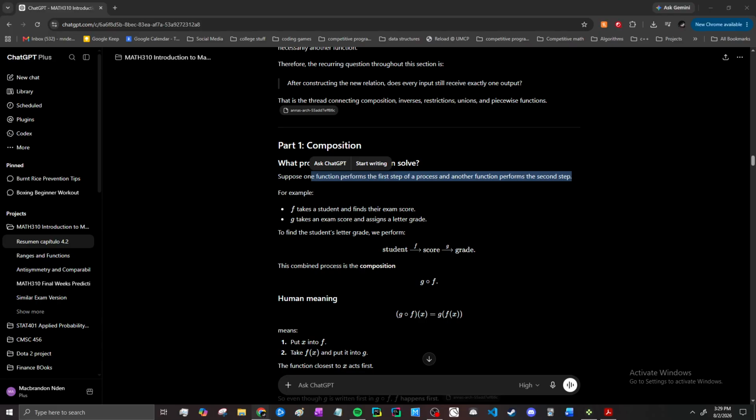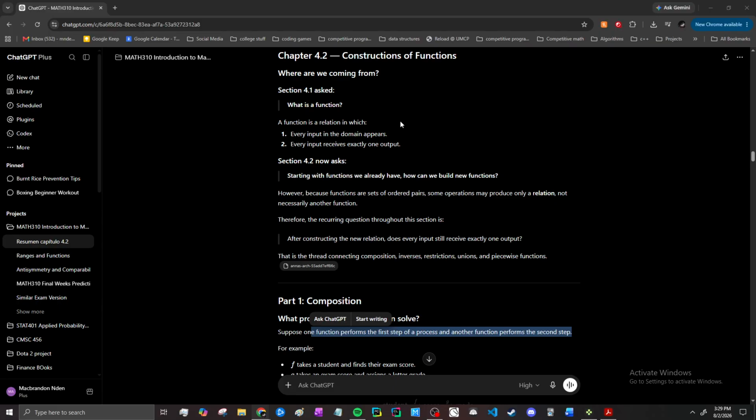It's simply talking about the construction of functions. Okay, so we're talking about how we can build new functions. Well, yeah, so that's one big clue.